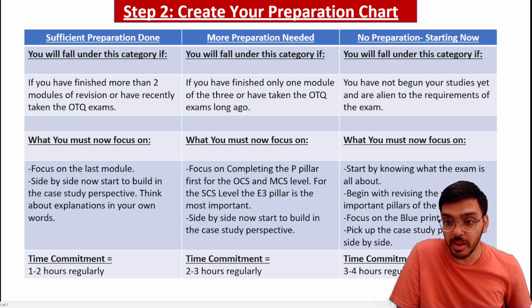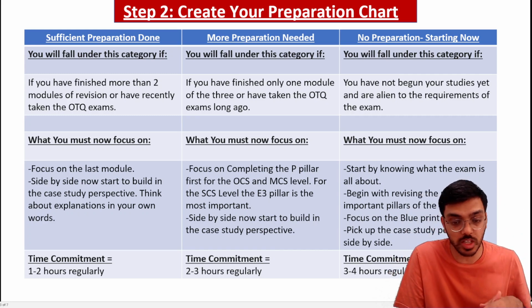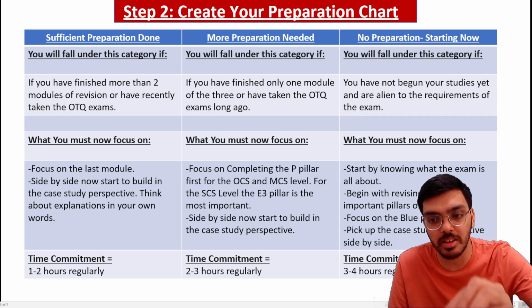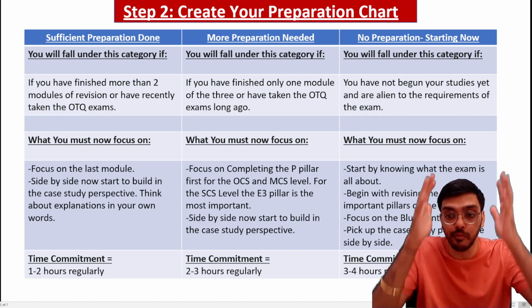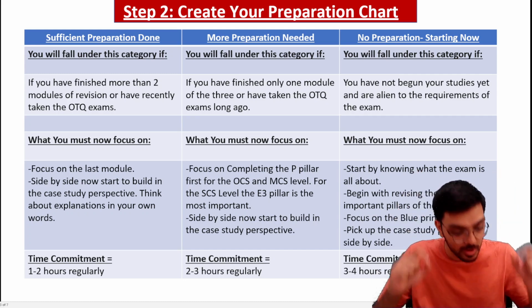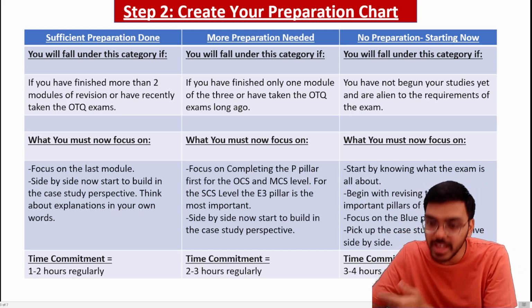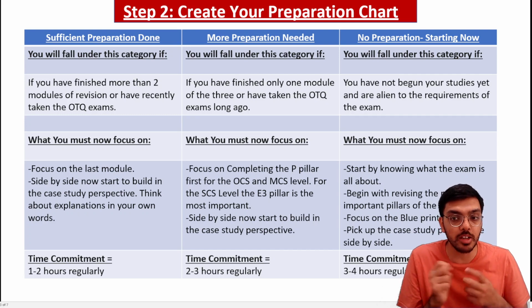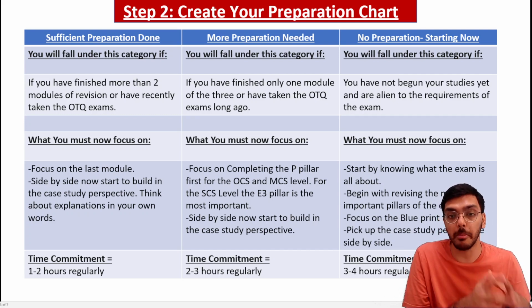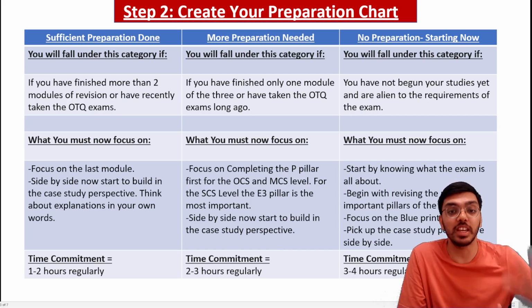While preparing for this exam, if you leave out anything in P1 or P2 for the OCS or MCS, you're losing a big chance of doing well on this exam. Because majority questions in the OCS, MCS are from the P pillar. So if you're in the more preparation needed category, your focus has to be on the P pillar. Your focus has to be to master the P pillar at least. Side by side, you will still strive to finish the other pillars, but first you will become a master, you will very much focus on the P pillar and finish that.